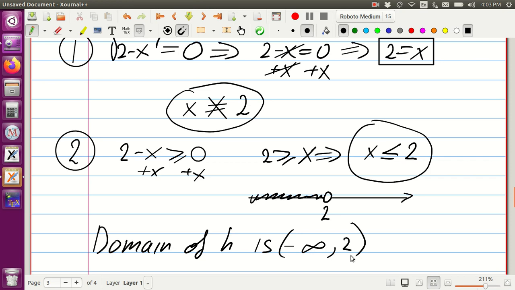Right? So just to summarize, we have to worry about denominators because we can't divide by 0, and we have to worry about even roots because we can't really take an even root of a negative number.